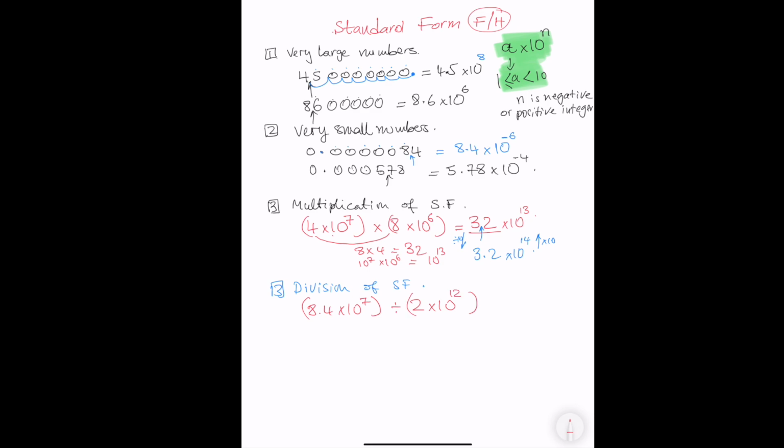So as above, you need to do 8.4 divided by 2, which is 4.2. And then 10 to the power of 7 divided by 10 to the power of 12 is 10 to the power of 7 minus 12, which is 10 to the power of minus 5. Multiply by 10 to the power of minus 5. And because the answer is already in standard form, we will leave it as it is. Okay, so that's it. Very good.